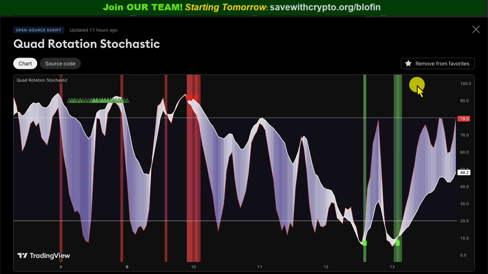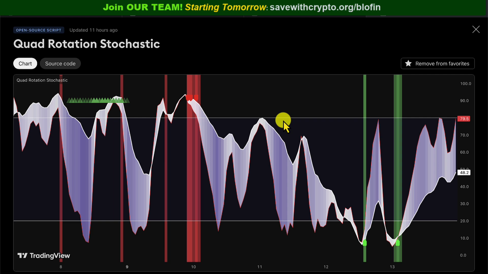For those of you who are using the quad rotation stochastic indicator, you can see that we did update that 11 hours ago. So you should have received an email to say update your script. If not, you can just go in there and update it, and there you go, you've got it.